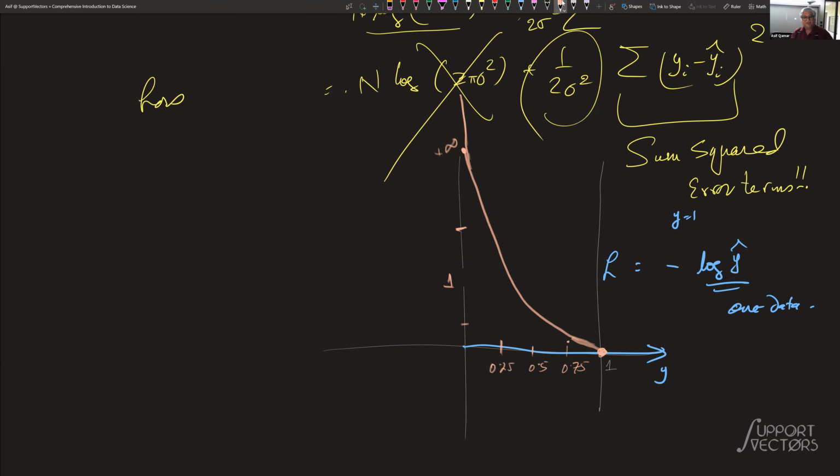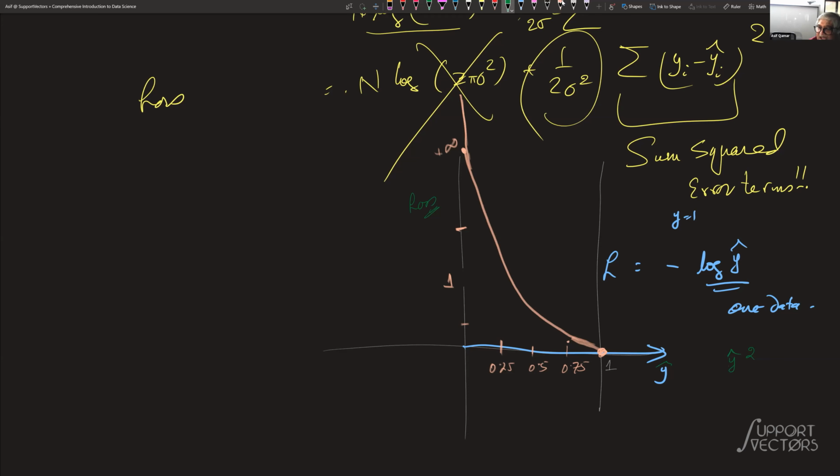Now, let's compare. But shouldn't we draw it with respect to the parameters? No, I'm saying whatever the value of the parameters is, it is going to predict a y hat, right? So I'm plotting only with respect to y hat. Y hat can take values between 0 and 1. Given the parameters, I'll make some level of mistake. What I'm saying is when you make a big mistake, the loss is much bigger.